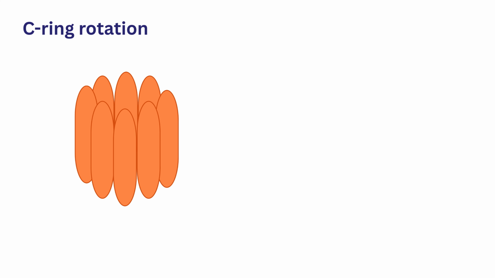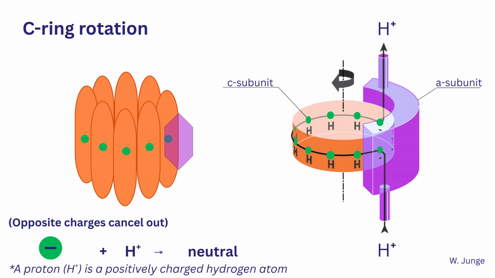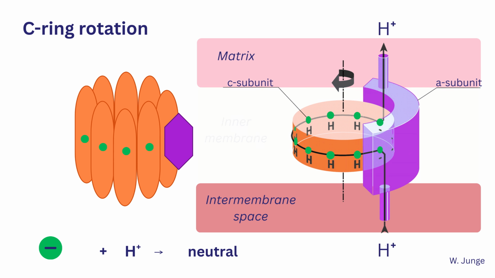In every C subunit is a negative charge, which can gain a proton to become neutral. In this diagram, we can see that the A subunit has 2 channels, one facing the intermembrane space and the other facing the matrix. The intermembrane space has a high concentration of protons compared to the matrix, so one by one they enter the A subunit to protonate a negative charge.